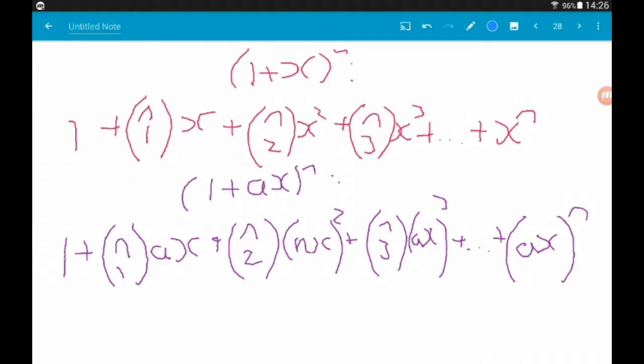So the formula for 1 plus ax to the power of n is just 1 plus n choose 1 times ax plus n choose 2 times ax all squared. So you would get a squared x squared plus n choose 3 ax cubed. So n choose 3 a cubed x cubed. And then that carries all the way up to our power of n term, where we're going to get a to the power of n, x to the power of n, or ax all to the power of n.